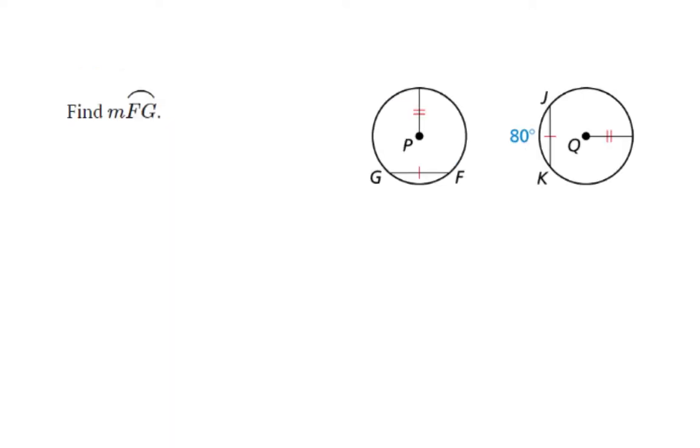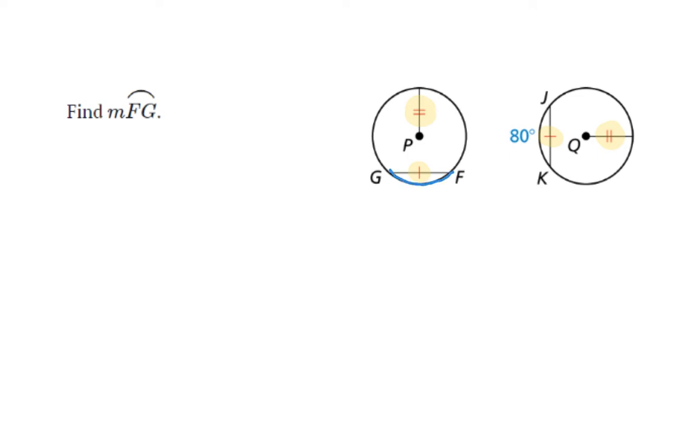This is kind of a goofy little exercise. We've got two different circles, and we have to notice within the circle that we have this notation. Those two radii are congruent, which means the circles are congruent. We have this notation, meaning the chords are congruent. It says find the measure of arc FG. Well, arc FG is in a circle that has no markings in it.